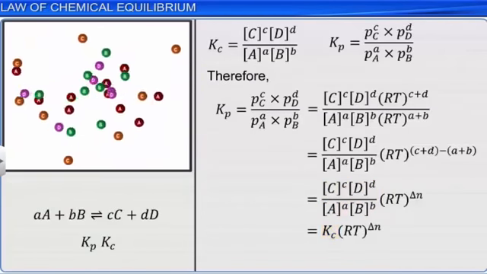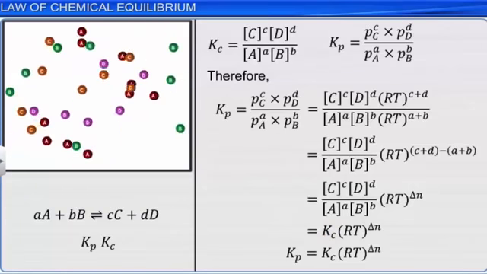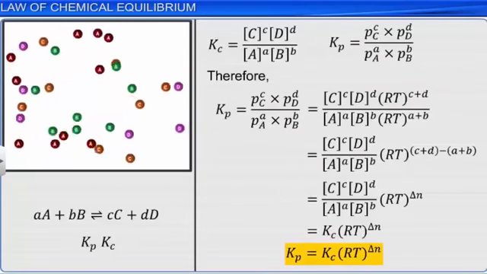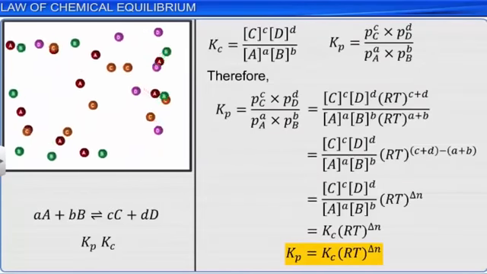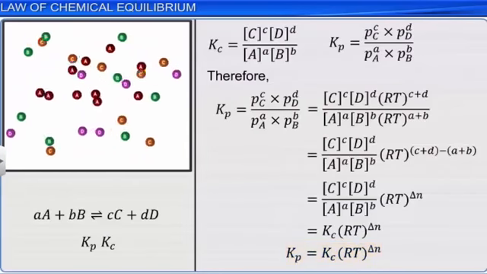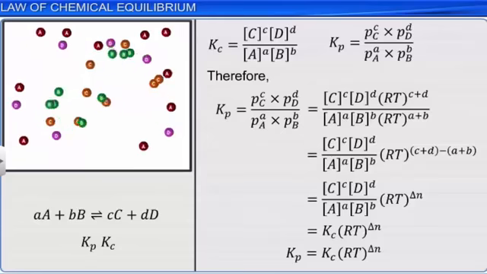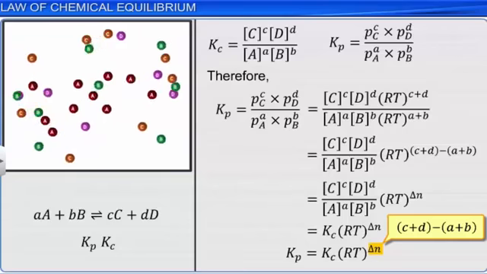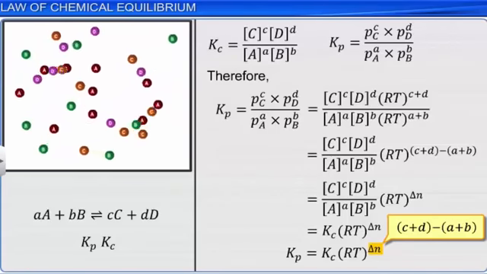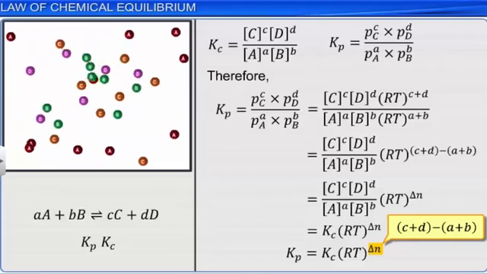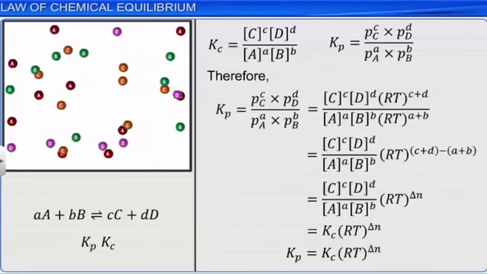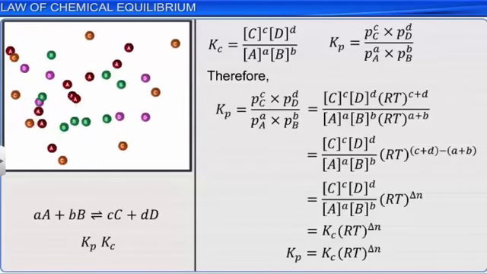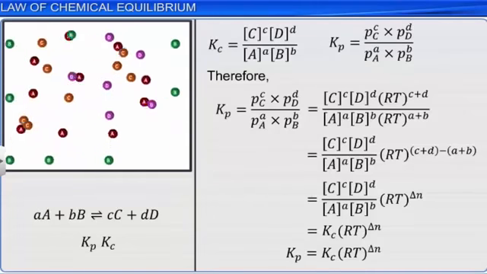this can be written as Kp is equal to Kc multiplied by RT raised to the power of delta n, where delta n is equal to the number of moles of gaseous products minus the number of moles of gaseous reactants. Thus, Kc and Kp are related to each other by the equation Kp is equal to Kc multiplied by RT raised to the power of delta n.